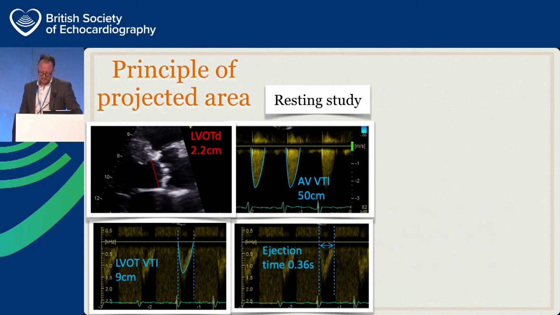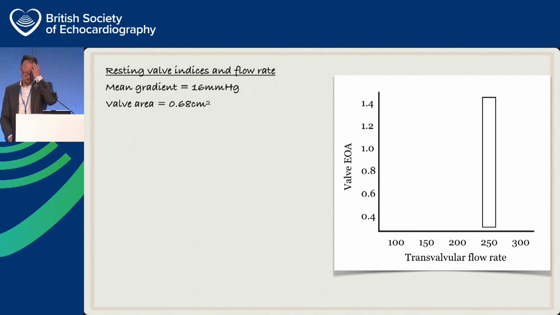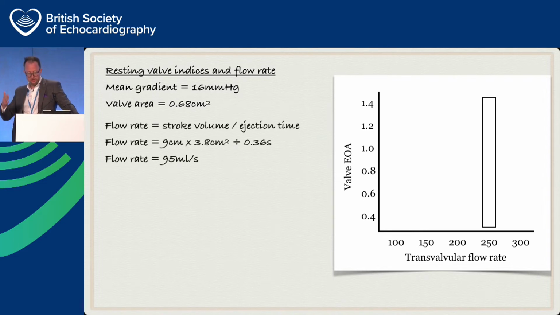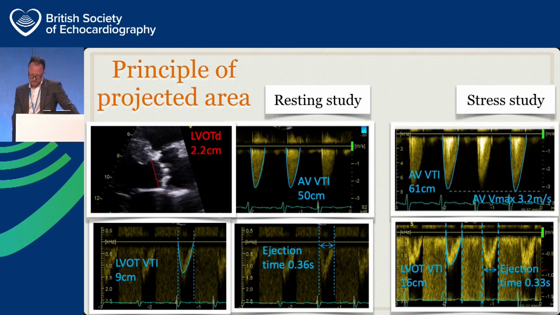So here's just an example. This is a patient at rest, the normal measurements that we would take. And we have this little graph, so we've got a mean gradient at rest of 16 and a valve area of 0.7. We don't know what the answer is. Then we measured the flow rate, which is the stroke volume over the ejection time. Now we've got a valve area and a flow rate, and we can plug this on our graph, which I then duly do.